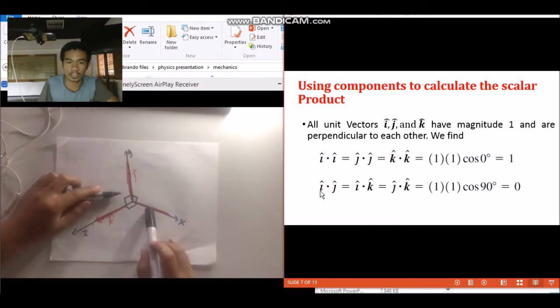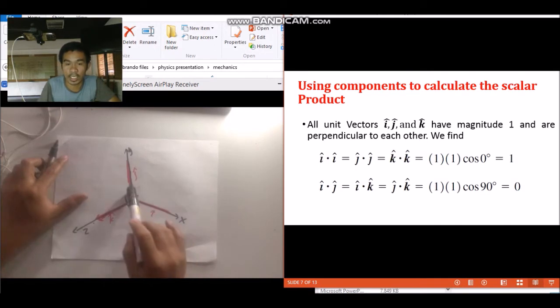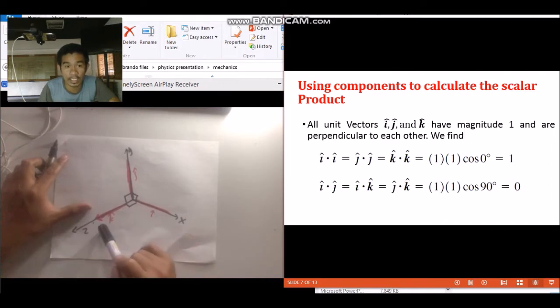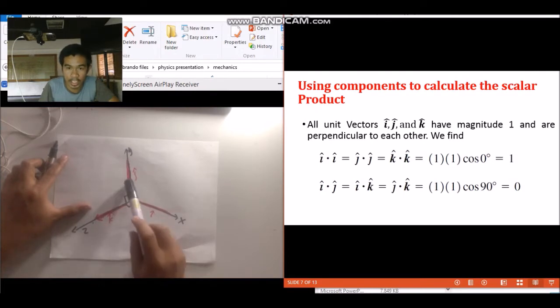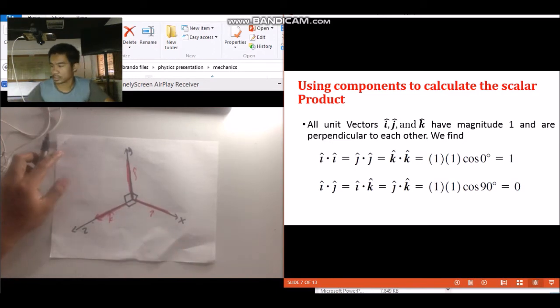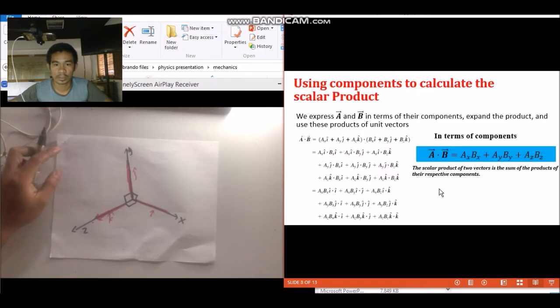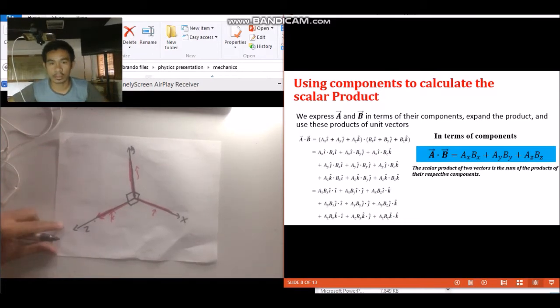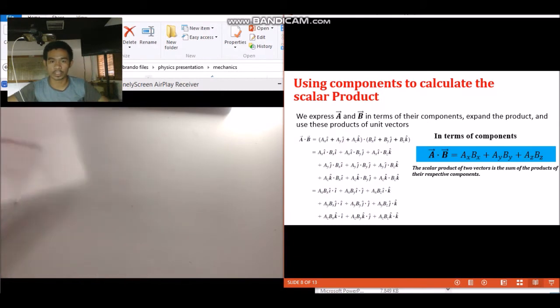So it means i hat dot j hat equals 0 because they are perpendicular to each other, or i hat dot k hat. These two unit vectors are perpendicular to each other, then the scalar dot product is 0. j hat dot k hat is also 0 since they are perpendicular to each other. So we will calculate the scalar dot product using their components.